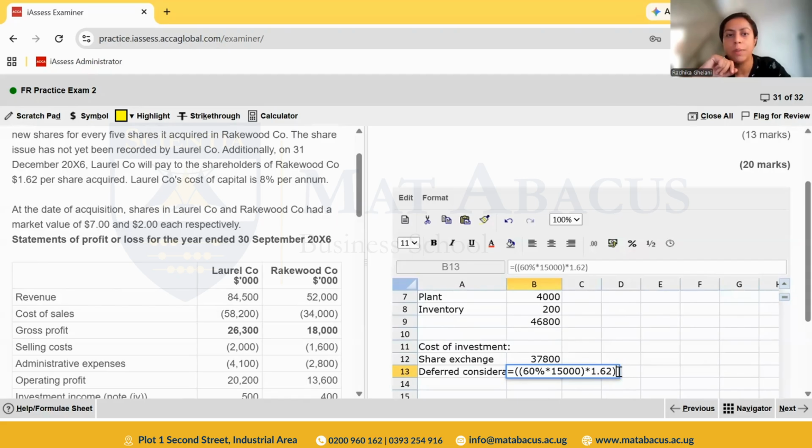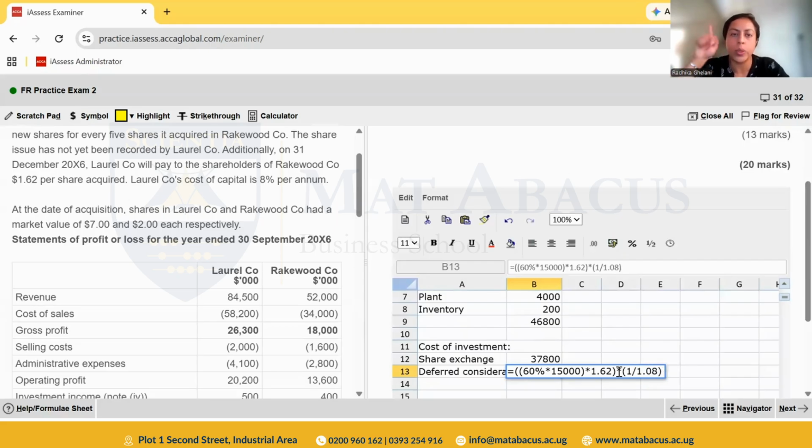They've given you the cost of capital as 8%. Sometimes they can give you a discount factor that makes life easier. You simply multiply by the discount factor. But in this case, they've not given the discount factor. They've given us the cost of capital. So we have to use our formula. Present value is equal to future value times 1 over 1 plus r to power n. So times 1 divided by 1.08.